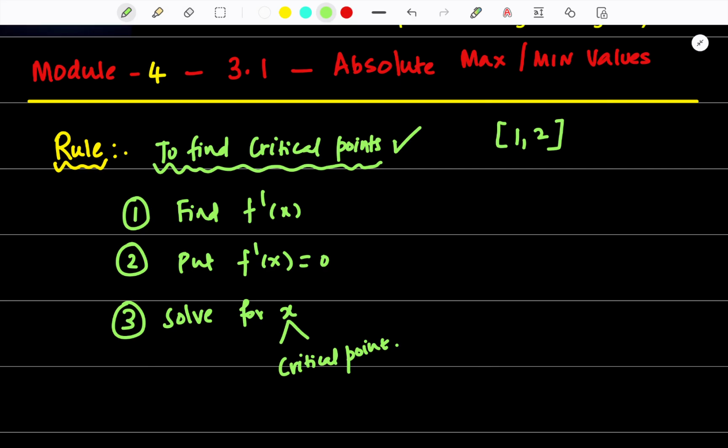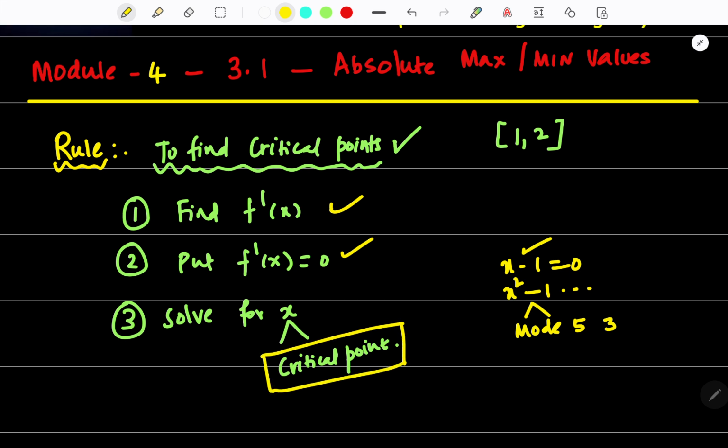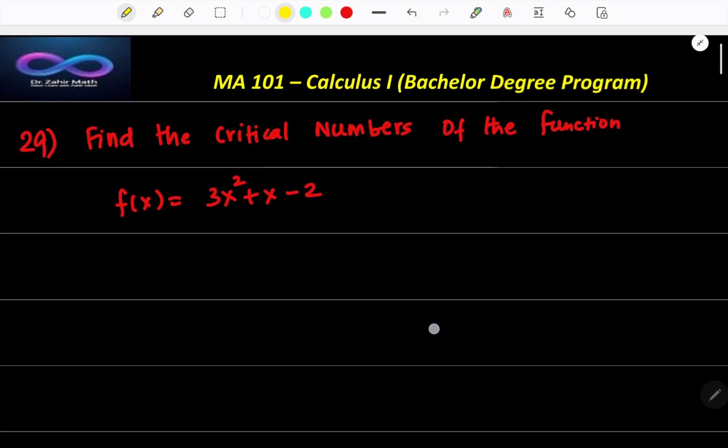Again, I am telling how to find critical points. Find the derivative f dash of x and then put f dash of x equal to 0. Then solve. Sometimes it may be a linear equation, something like x minus 1 equal to 0. Sometimes it's a quadratic equation. If it is a quadratic equation, you can use mode 5, 3. If it is a linear equation, you can solve it on your own. That x value is called the critical point. Clear, everybody? Let's go to the first question.